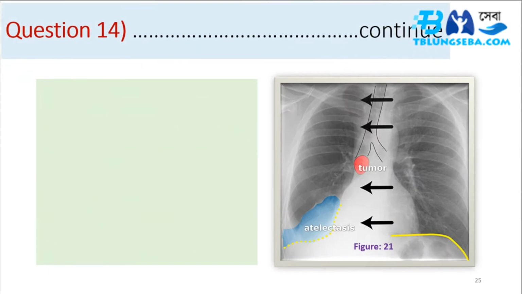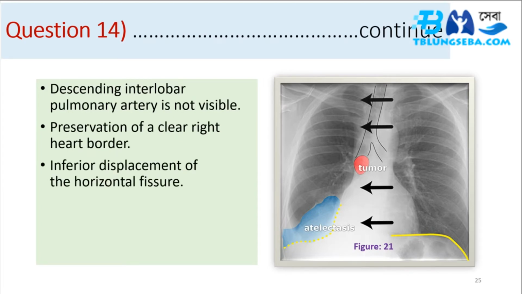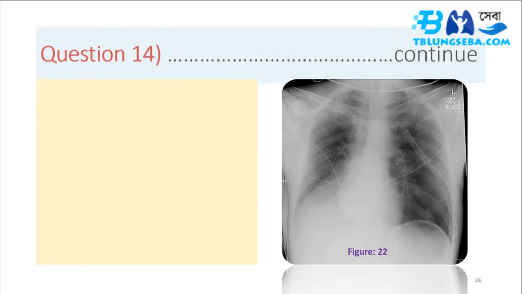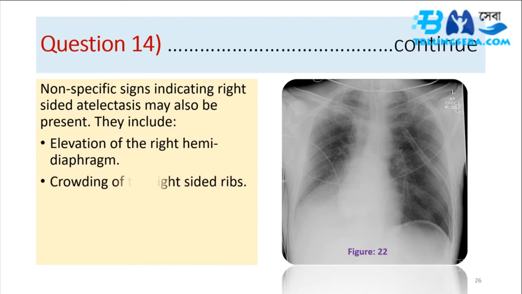Question 14 Continue. Descending lobar pulmonary artery is not visible. Preservation of a clear right heart border. Inferior displacement of the horizontal fissure. Elevation of dome of diaphragm is not usual. Question 14 Continue. Non-specific signs indicating right-sided atelectasis may also be present. They include elevation of the right hemidiaphragm, crowding of the right-sided ribs, shift of the mediastinum to the right.